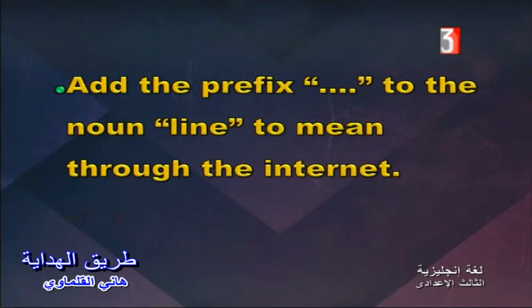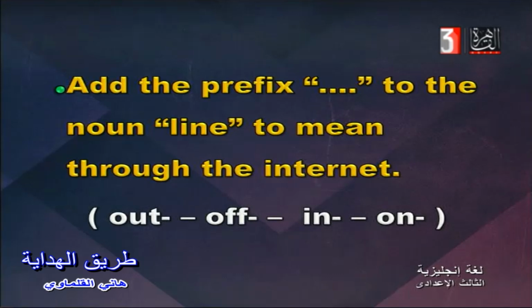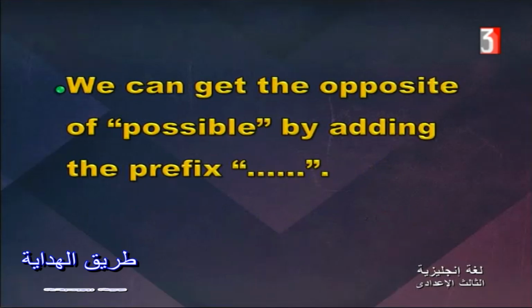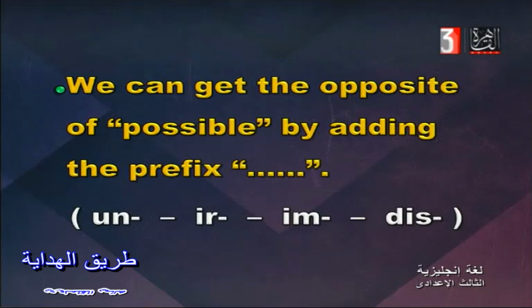We have: add the prefix to the noun line to mean through the internet. What will we say? Of course we will say online, because the opposite means disconnected, which is offline. So online, and its opposite is offline. Yeah. We can get the opposite of possible by adding the prefix un, ir, im, or dis. Of course, impossible. So possible, impossible.